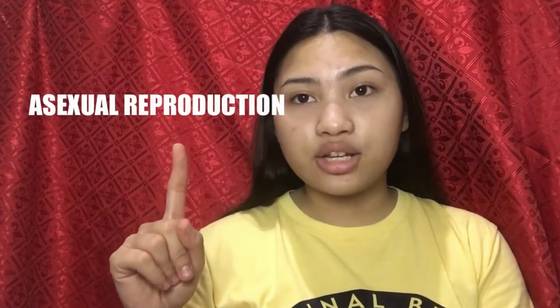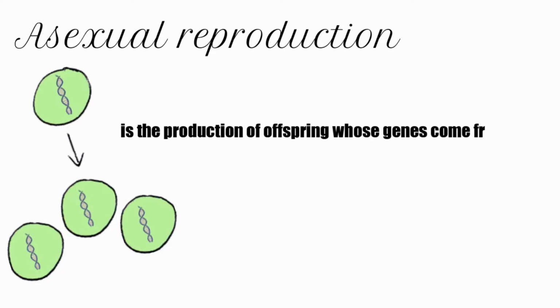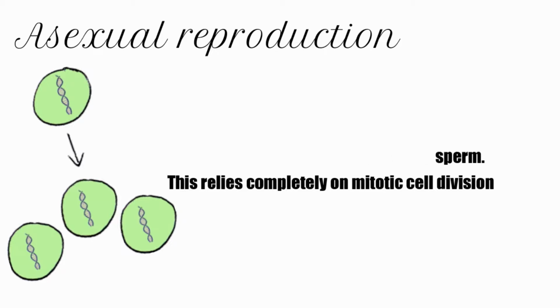There are two principal modes of reproduction found in animals. First is asexual reproduction, the next is sexual reproduction. So, what is asexual reproduction? Well, asexual reproduction is the production of offspring whose genes come from one parent without the fusion of egg and sperm. This relies completely on mitotic cell division.